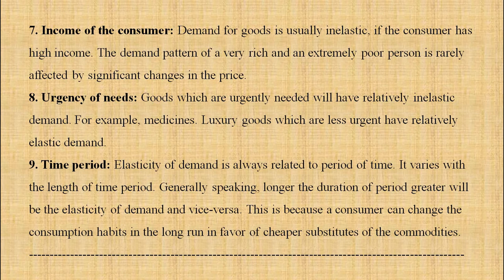Next, income of the consumer. Demand for the goods is usually inelastic if the consumer has higher income, and the demand pattern of very rich and extremely poor persons is rarely affected by significant changes in the price. For example, if the price of sugar is falling, the demand for sugar for the rich people is not going to change at all, right? So it is in case of rich people, and in case of poor people, it is rarely affected by the significant changes in the price.